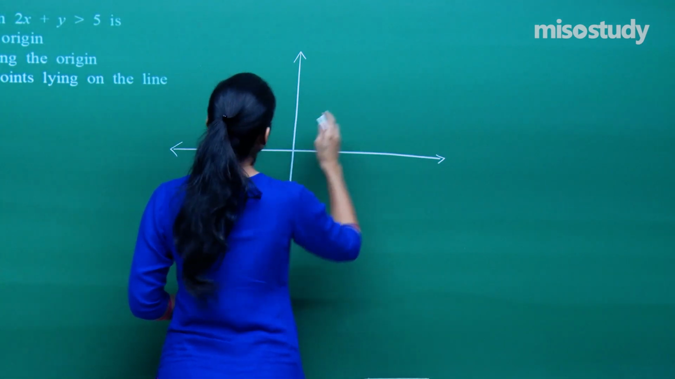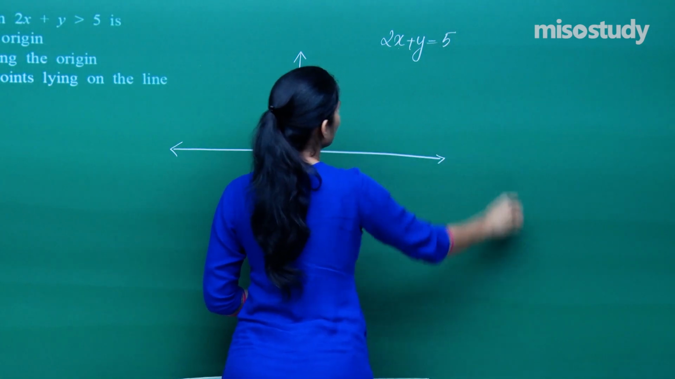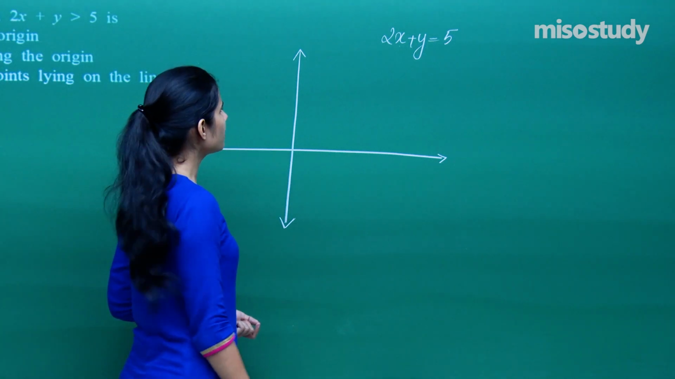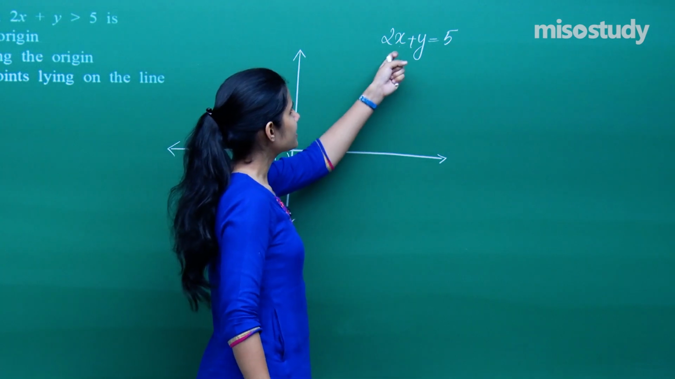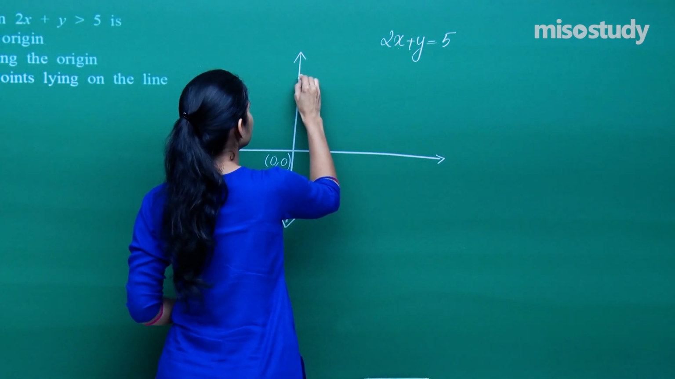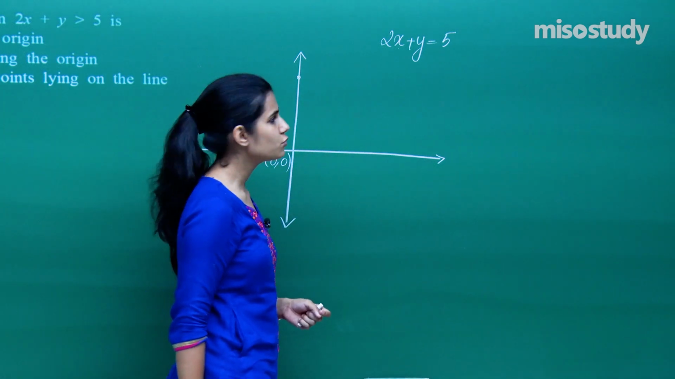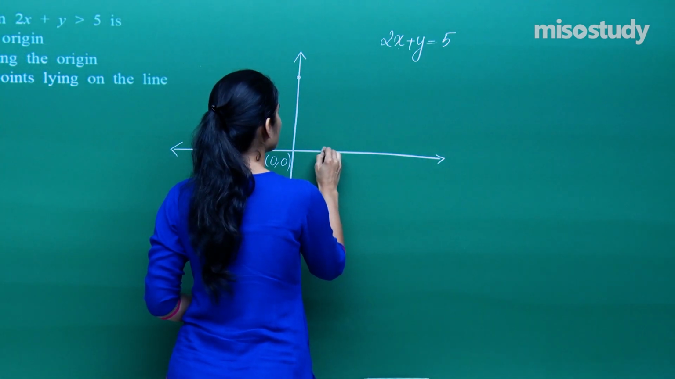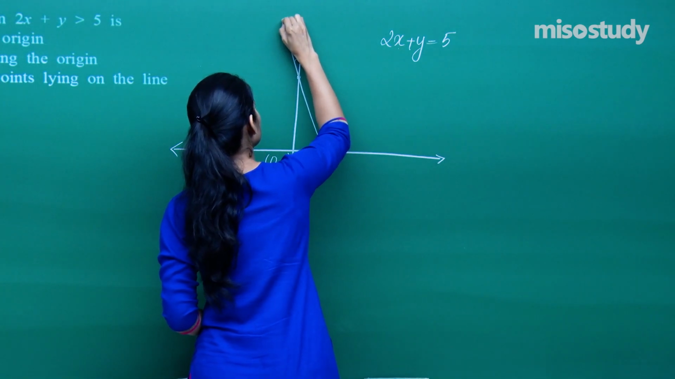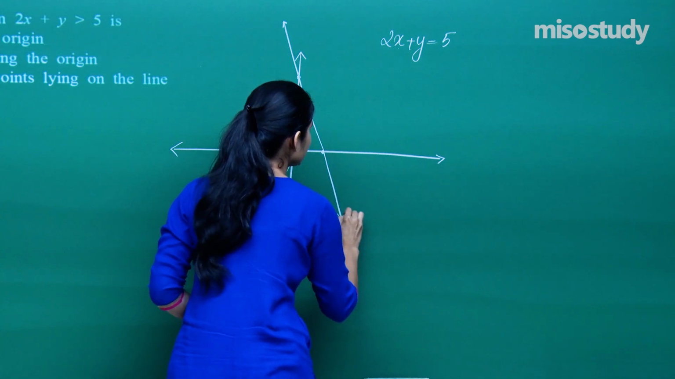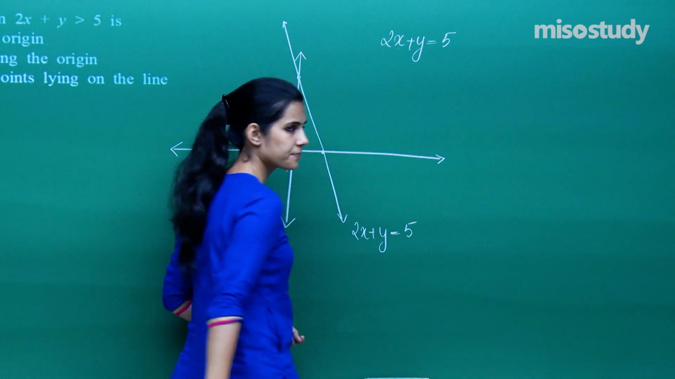Now 2x plus y equals 5 is what first of all we need to talk about. 2x plus y equals 5 is going to be which line? Well, when you put x equals 0, you get y equals 5. And when you put y equals 0, you get x equals 5 by 2, which is 2.5. When you join these 2 points together, you get this straight line, which is actually 2x plus y equals 5.